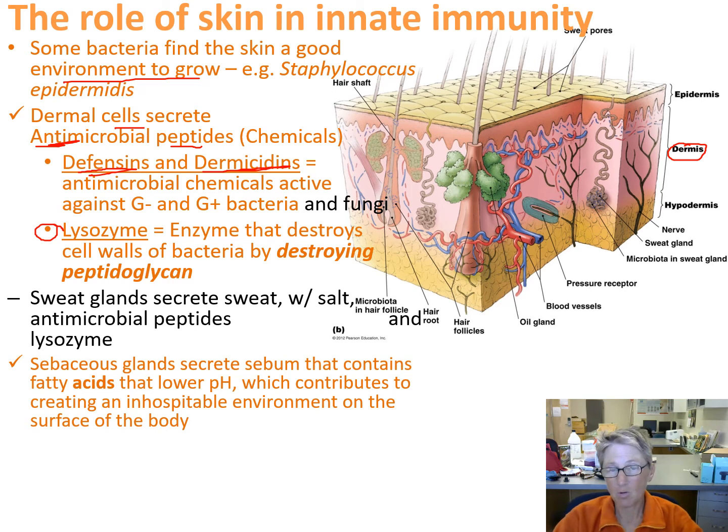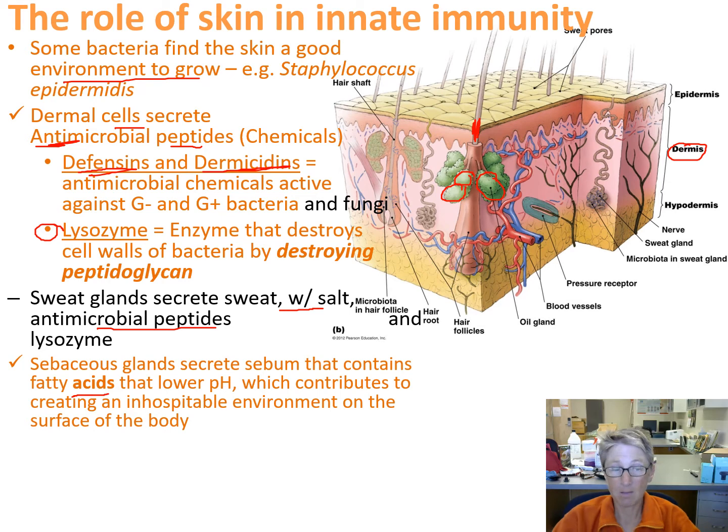Your sweat glands secrete sweat with salt. The sweat glands also secrete antimicrobial peptides. And then the sebaceous glands are here. So these green things, these are sebaceous glands. Sebum is an oily substance that's secreted onto the hair shaft to keep it supple. Sebaceous glands secrete sebum, but the sebum contains fatty acids.